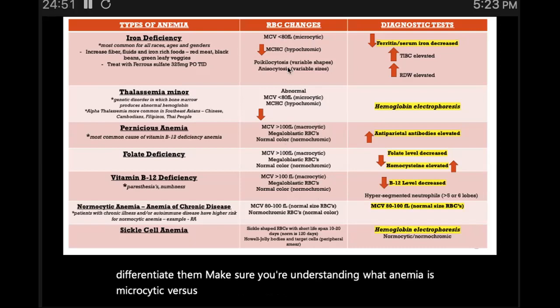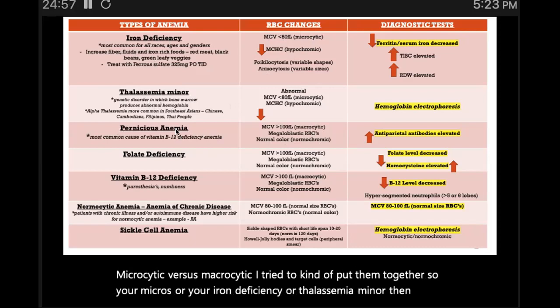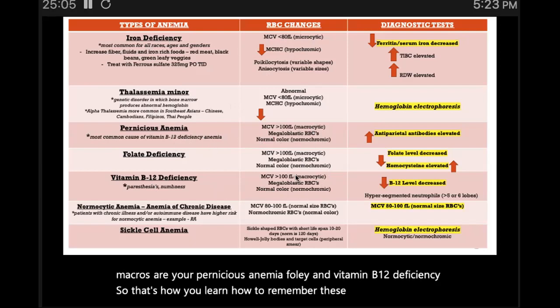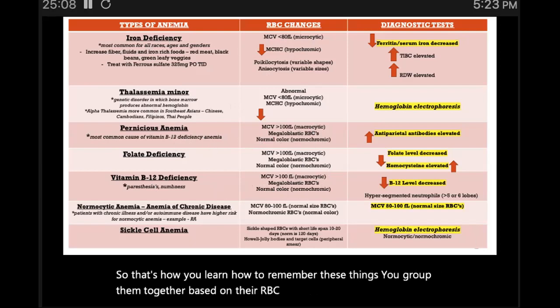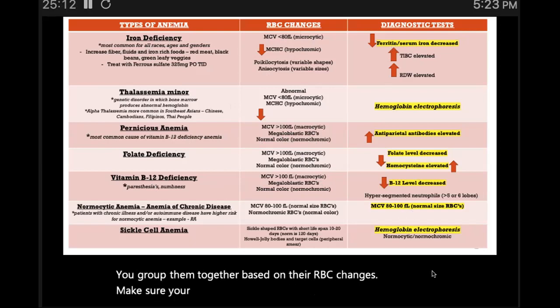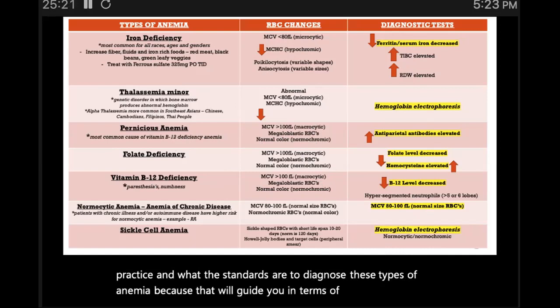I tried to kind of put them together. So your micros are your iron deficiency, your thalassemia minor, then your macros are your pernicious anemia, folate, and vitamin B12 deficiency. So that's how you learn how to remember these things. You group them together based on their RBC changes. Make sure you know your gold standards in terms of evidence-based practice and what the standards are to diagnose these types of anemia, because that will guide you in terms of your treatment as well.